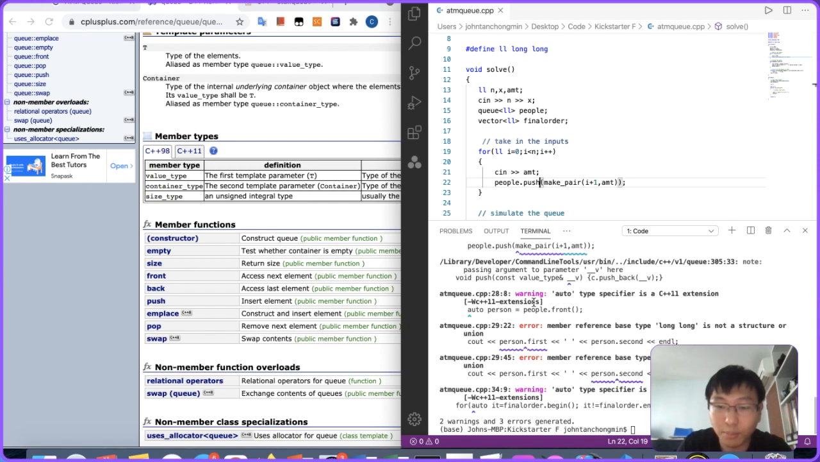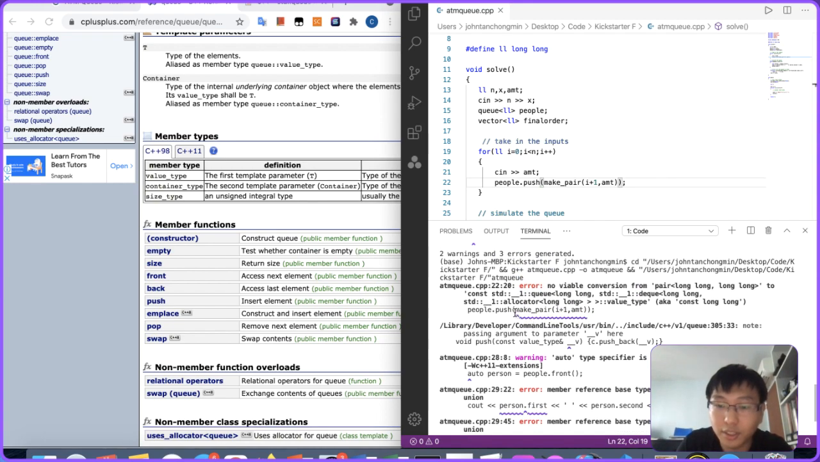Okay, so you see a lot of problems for the code. I'm not very familiar with queues in C++. I'm more familiar with vectors and arrays. Error: member reference base type long long is not a structure. Okay, so what's the error again? The error is this make pair here.